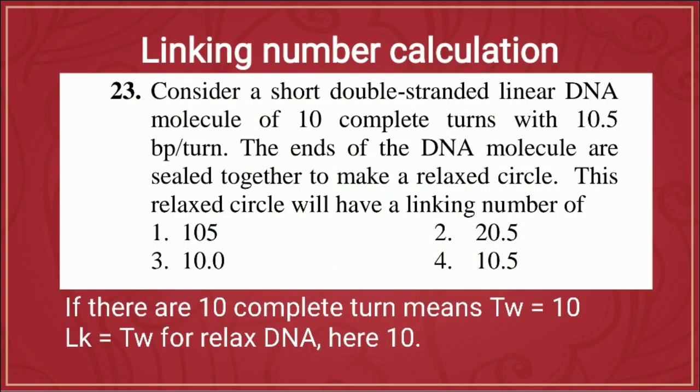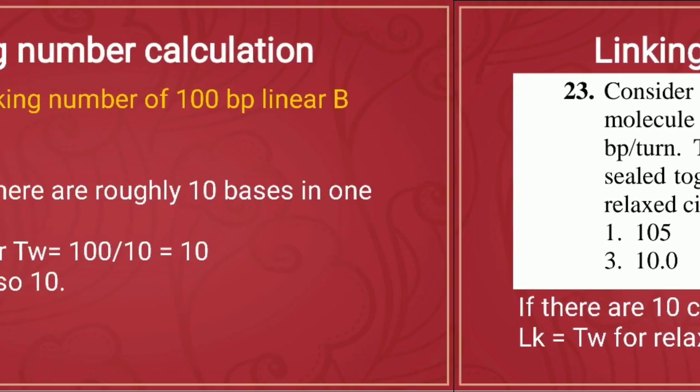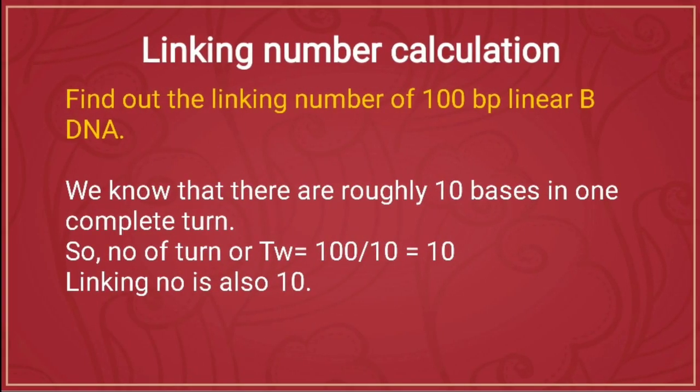Now I have solved some numerical problems that appeared in competitive examinations. You can pause the video to watch how I solved these problems. The first one is straightforward and here the number of turns is given. So linking number is calculated directly. In the second problem, the size of the B-DNA is provided and we know that approximately 10 bases are there in one complete turn. So linking number is calculated and it is 10.